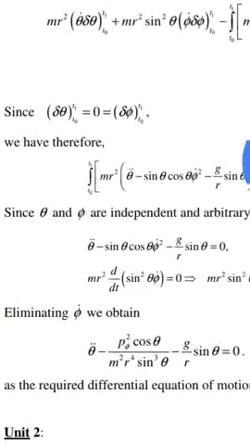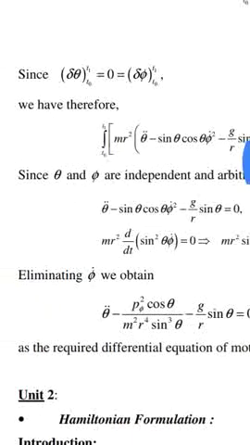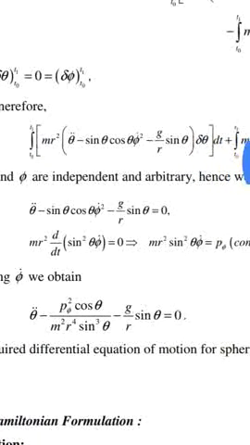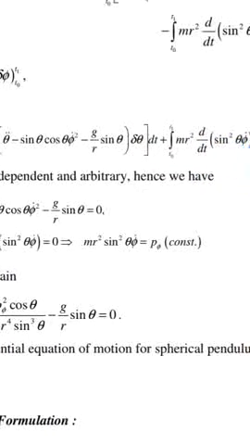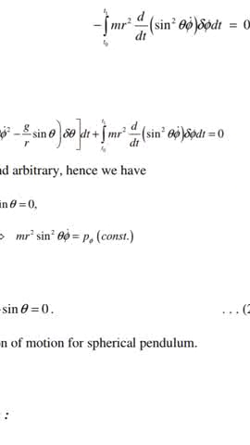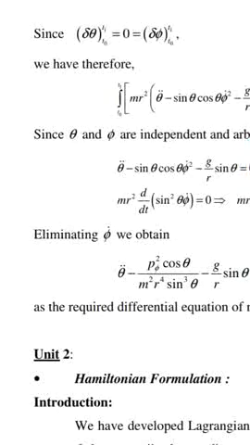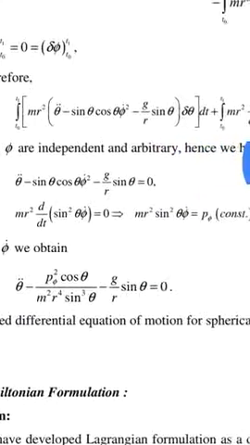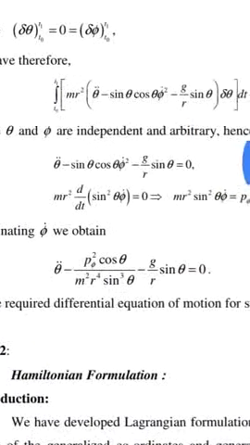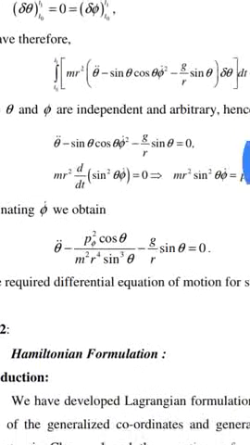Since delta theta at t naught and t1 is equal to 0, that is delta phi at t naught and t1 is equal to 0, we have integral from t naught to t1 of m r square theta double dot minus sin theta cos theta phi dot square minus g by r sin theta delta theta dt plus integral from t naught to t1 m r square d by dt of sin square theta phi dot delta phi dt is equal to 0. Since theta and phi are independent and arbitrary, we have theta double dot minus sin theta cos theta phi dot square minus g by r sin theta is equal to 0.